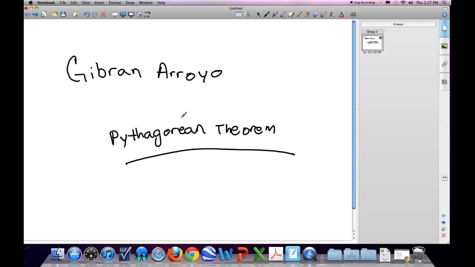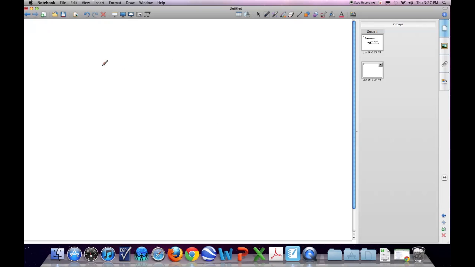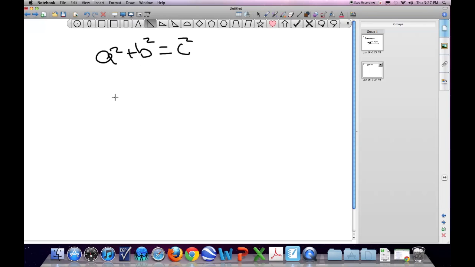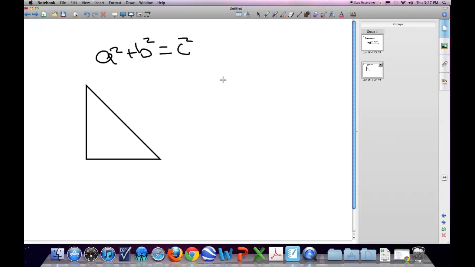Now, what the Pythagorean Theorem states is that a squared plus b squared equals c squared. Before we get into what this equation means, let's draw ourselves a right triangle and mark it, right triangle. And let's put in some sides.